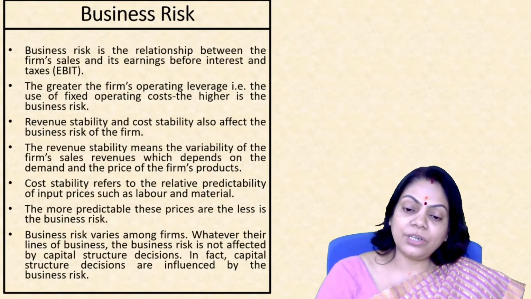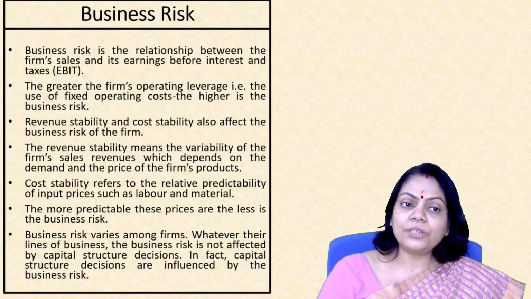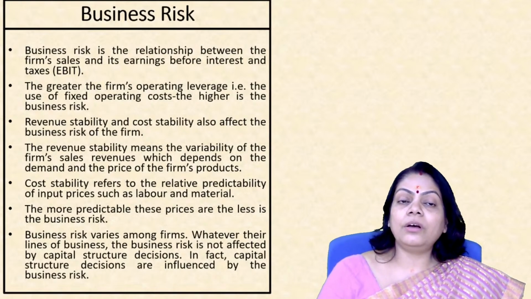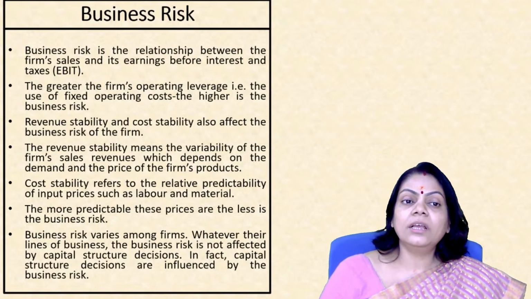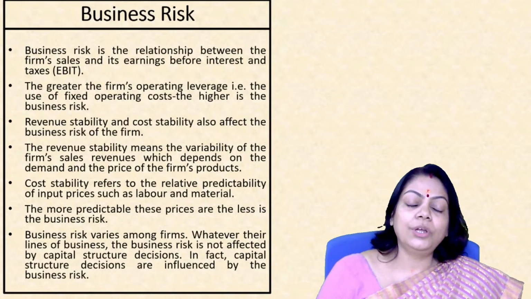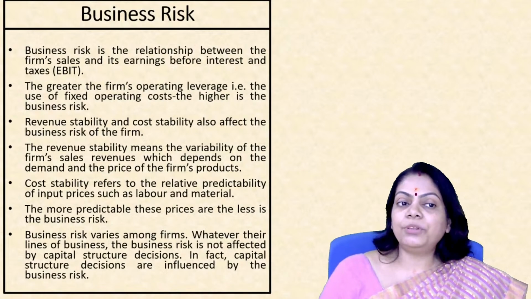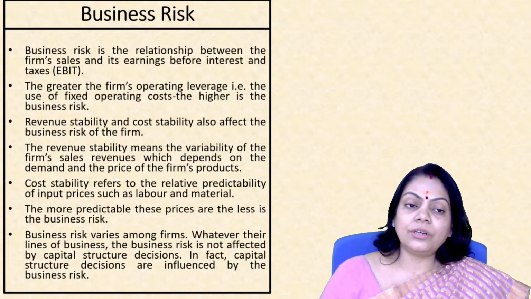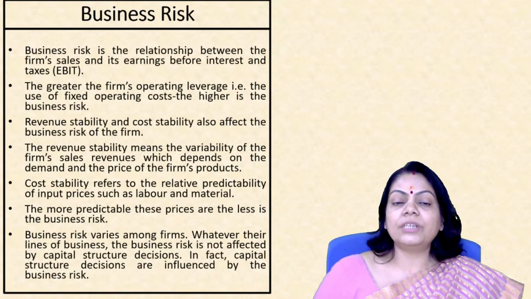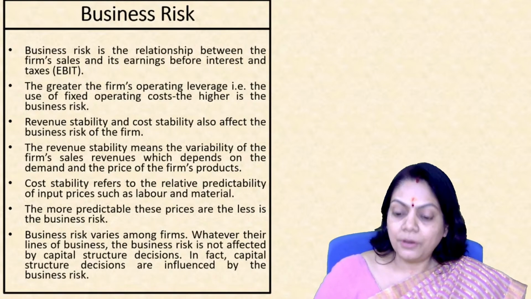Now, what is a business risk? The business risk arises due to the relationship between the earnings before interest and taxes and the sales revenue. Why is there a relationship between these two, and what is the relationship that gives rise to this risk? We use a term called operating leverage. This leverage is nothing but the presence of fixed cost.